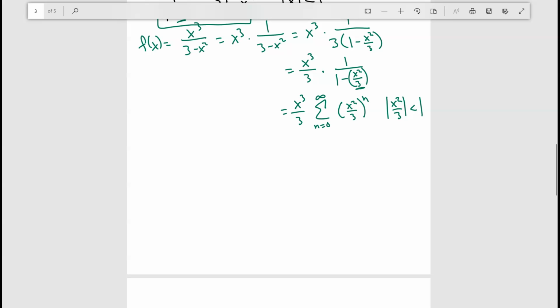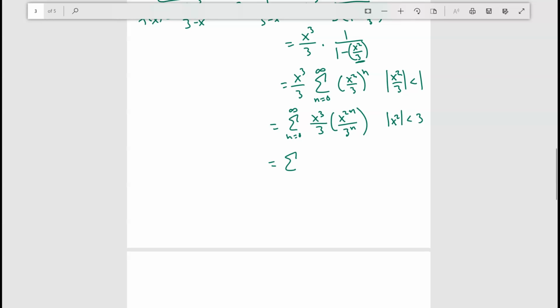Okay, so now what is this going to give me? Well, the x cubed can go in the front, so I'm going to have the summation from n goes from 0 to infinity, x cubed over 3 times x squared to the n divided by 3 to the n. And then here I can multiply the 3 over, so I'm going to have the absolute value of x squared is less than 3.